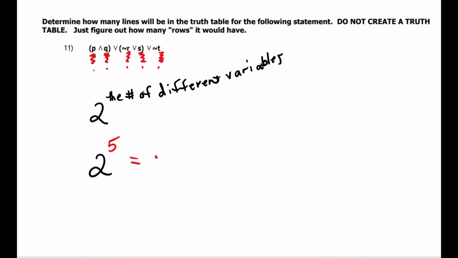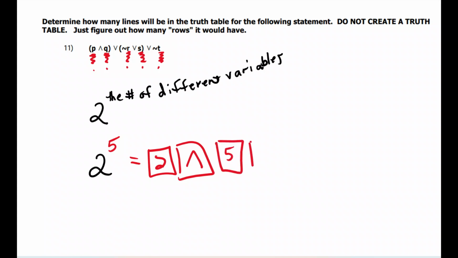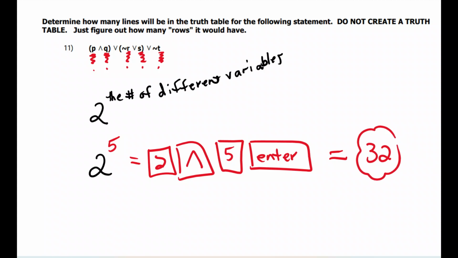And you grab your handy dandy calculator, you type in the number 2, you hit the button they call the caret button. It looks like the and symbol for conjunction. And then hit the number 5, and then hit your enter button. And it should spit out the number 32.